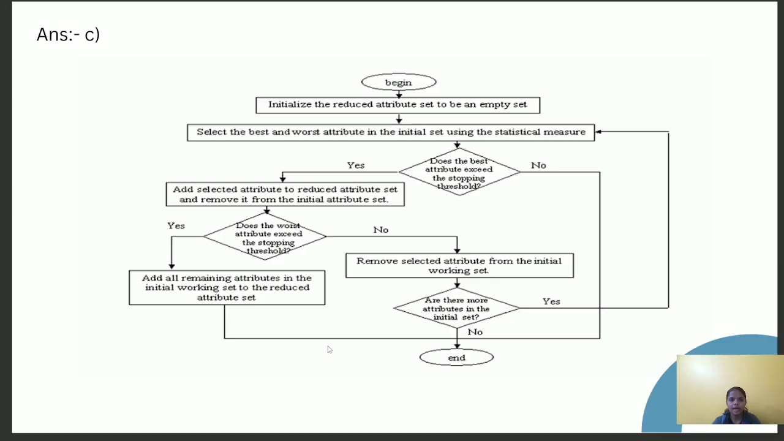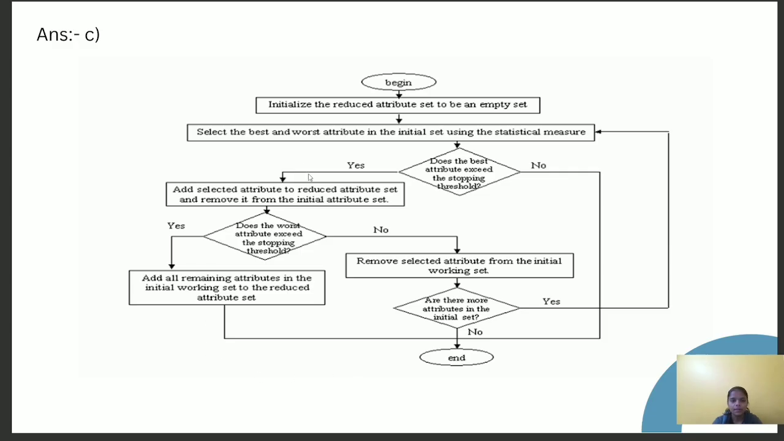The last one is the hybrid method. In the hybrid method, at the beginning we initialize the reduced attribute set to be an empty set. After that, we select the best and the worst attribute in the initial state using the statistical measure. Then: does the best attribute exceed the stopping threshold? If it exceeds, then we move to this side, or if it is not exceeding, then we move downwards here.